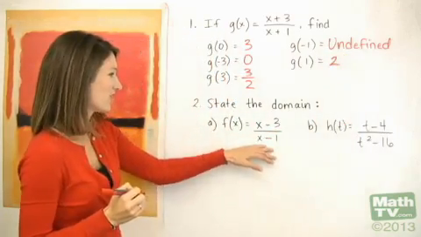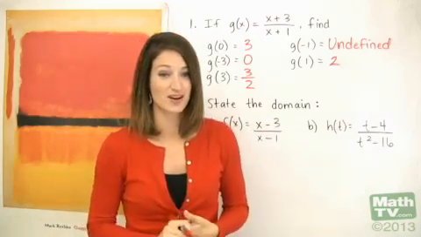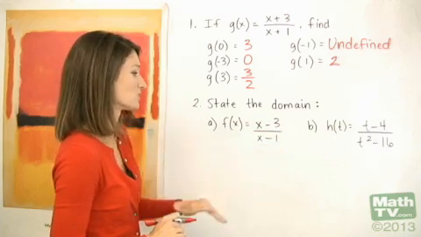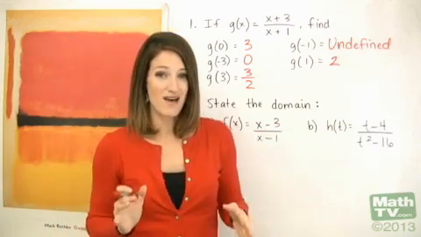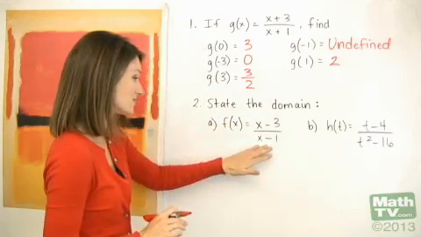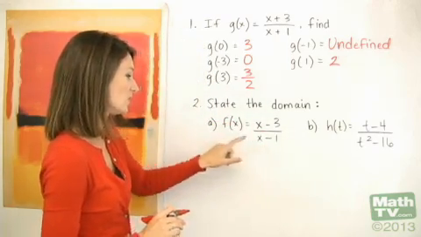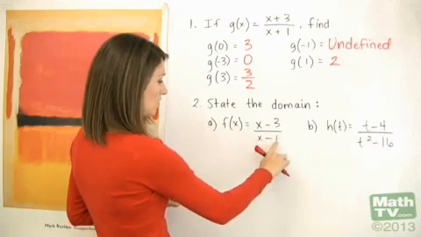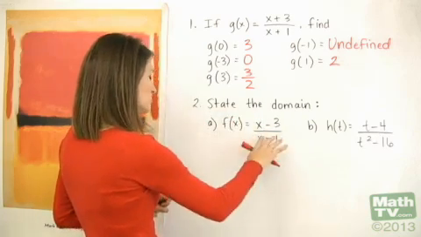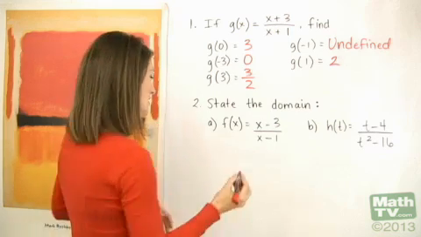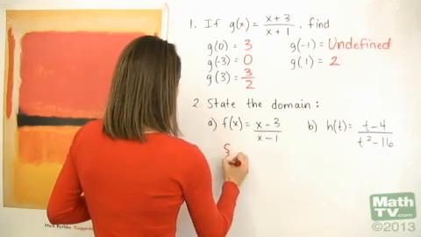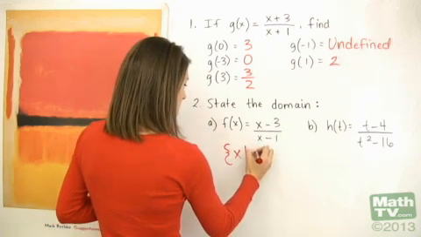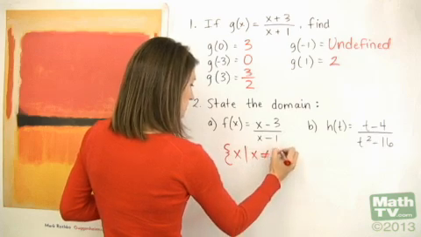Okay, our second problem here asks us to state the domain for a couple functions. Our first function is f of x equals x minus 3 over x minus 1. So going back to thinking about what values for x will make the denominator 0 and therefore this function undefined, we can see that if x equals 1, then we have 1 minus 1 and our denominator is 0. Therefore this function is undefined where x equals 1. So we can write our domain as x is all values such that x does not equal 1.